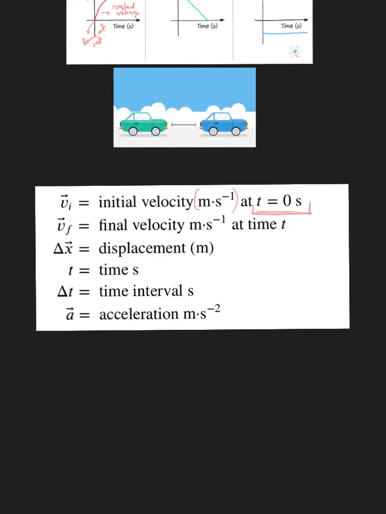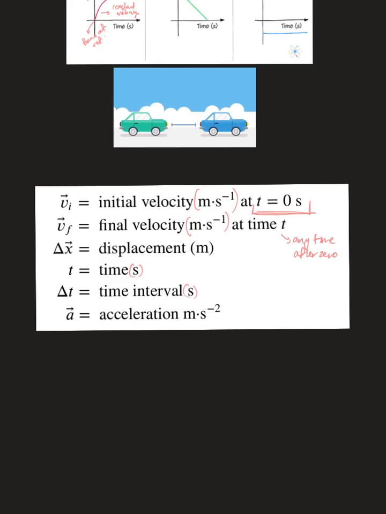So it's the original velocity. We also looked at v final, which is the velocity at time. This can be any time, please make notes, after 0. Another vector quantity we looked at is displacement, delta x, and that's measured in meters. We looked at time, which is a scalar that was measured in seconds. We also looked at time interval t, which is measured in seconds.